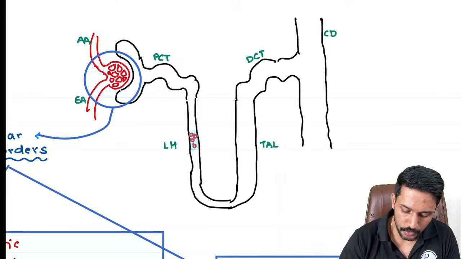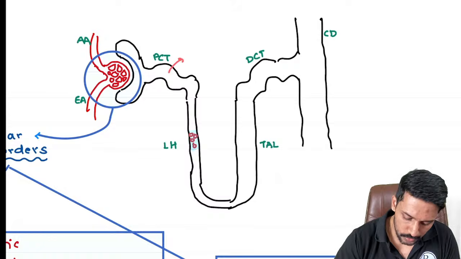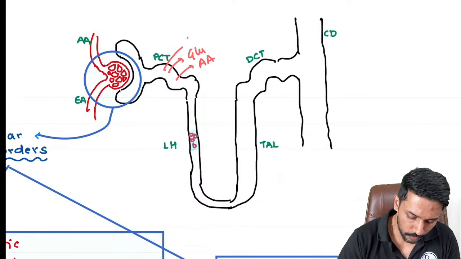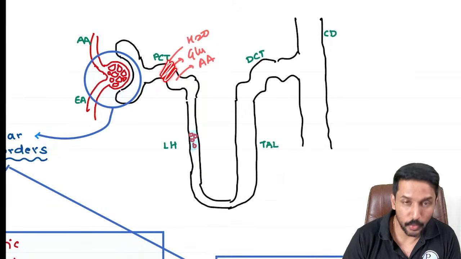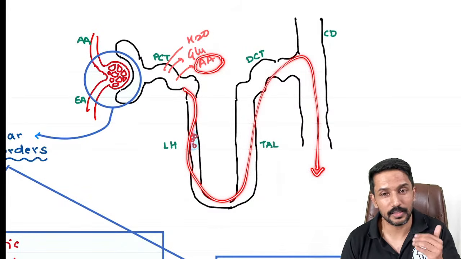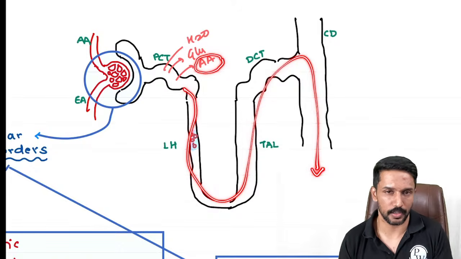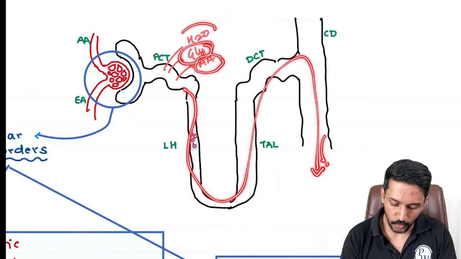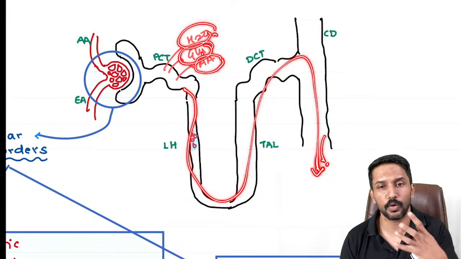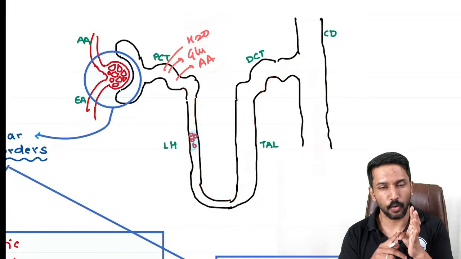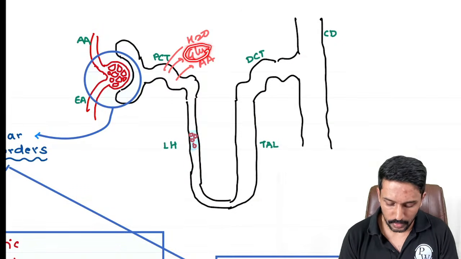In the proximal convoluted tubule, we reabsorb glucose through SGLT2. We reabsorb amino acids. We reabsorb 80% of the water from the filtrate. So if I cause damage to the proximal convoluted tubule, I will not be able to reabsorb amino acids. I will lose amino acids in the urine. I will have amino aciduria. I will lose glucose in the urine. I will have glucosuria. I will also lose a lot of water in the urine, and when we lose an excess amount of water in the urine, we call it polyuria.